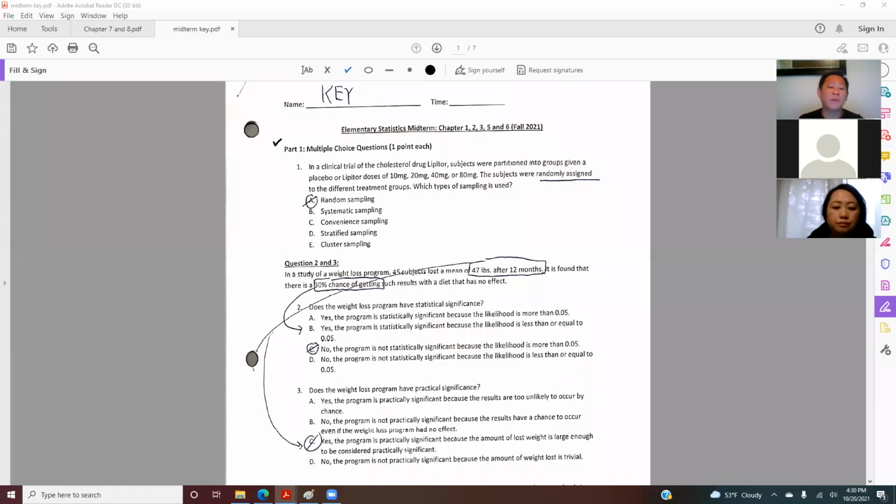So if you see me putting a checkpoint in your test, it means it's correct. If you see me putting a cross in your test, it means it is wrong. And if you see me putting a question mark in your test, it means I don't know what you're doing, or in this case, wrong. Okay.